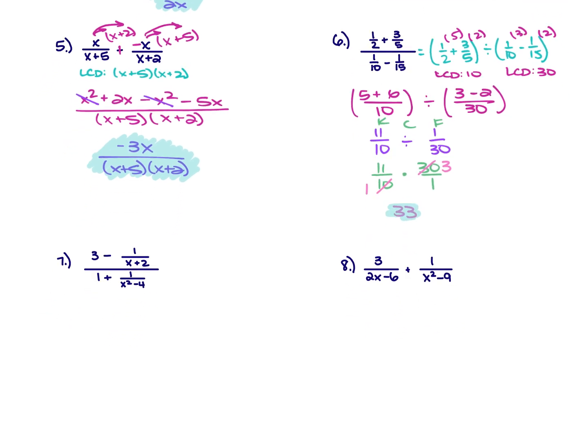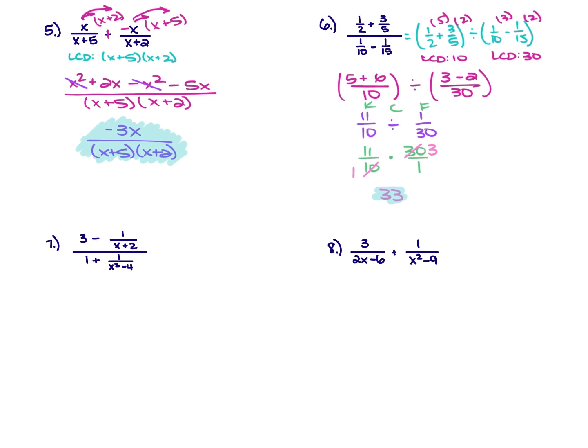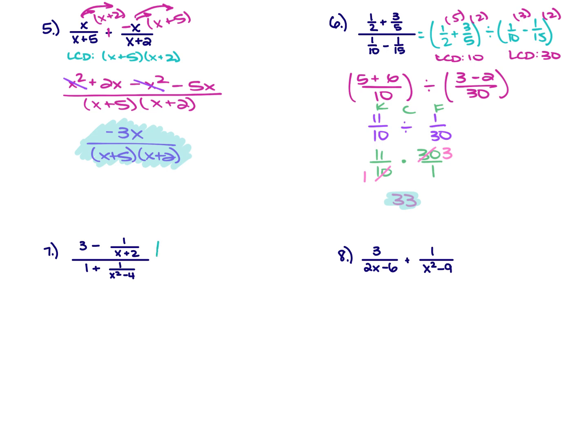For number 7, you have 3 minus 1 over x plus 2 all over 1 plus 1 over x squared minus 4. I'm going to rewrite this as 3 over 1 minus 1 over x plus 2 divided by 1 over 1 plus 1 over x minus 2 times x plus 2. That x squared minus 4 in the bottom fraction factors to be x plus 2 times x minus 2, because it's a difference of squares.